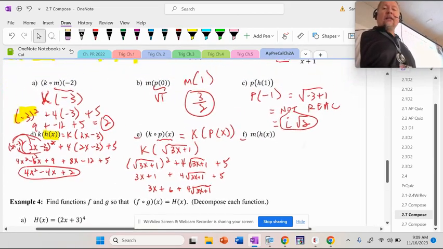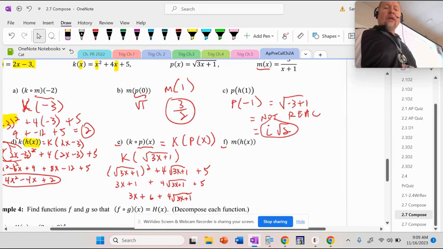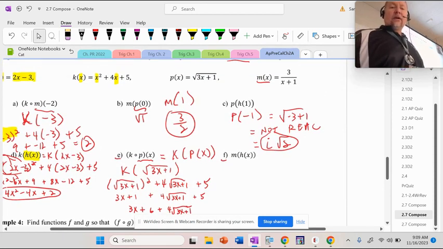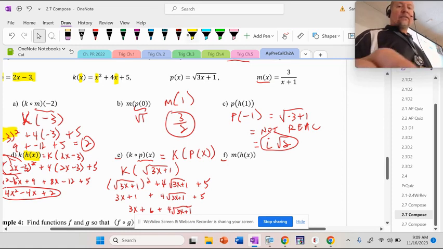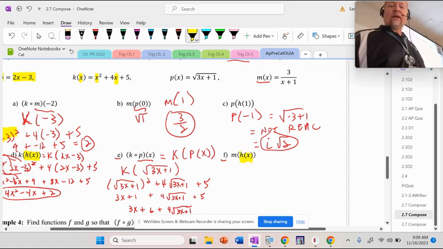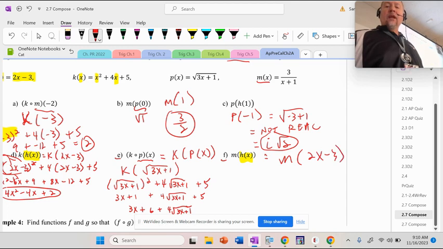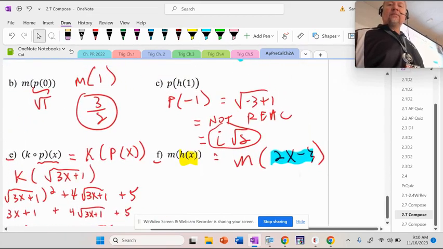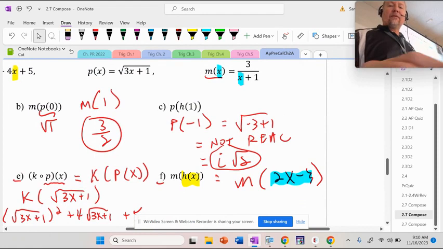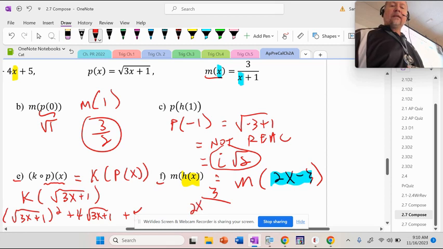And then the last one, m of h of x. Well, h of x is 2x minus 3. So it's m of 2x minus 3. You go to the m function, we'll highlight this one, and plug in 2x minus 3 for that. 3 over 2x minus 3 plus 1. I know, not exciting.